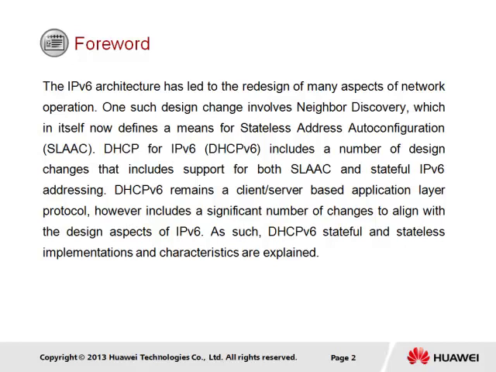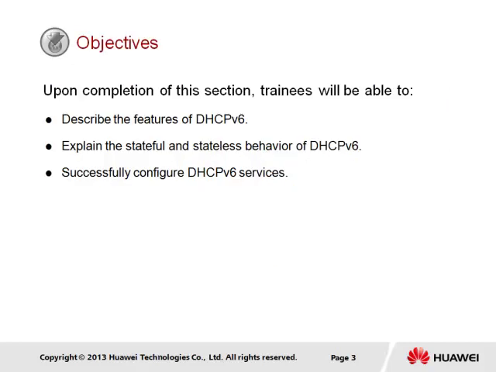DHCPv6 remains a client-server-based application layer protocol, however includes a significant number of changes to align with the design aspects of IPv6. As such, DHCPv6 stateful and stateless implementations and characteristics are explained. Upon completion of this section, then, it is generally expected that trainees will be able to describe the features of DHCPv6, explain the stateful and stateless behavior of DHCPv6, and also successfully configure DHCPv6 services.